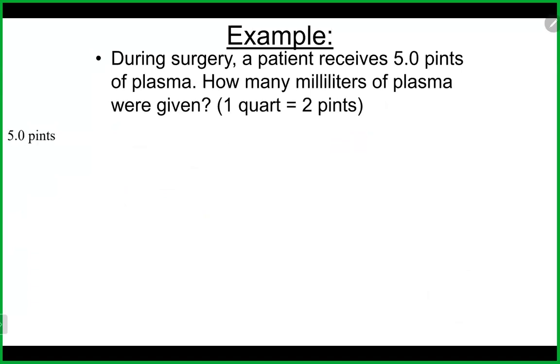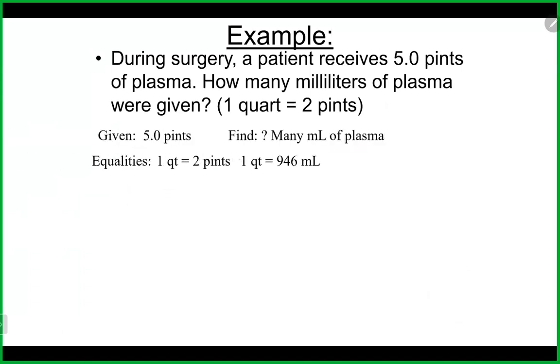All right, so why don't you give this one a go? I'll give you some equalities, maybe that will be helpful. During surgery, a patient receives 5 pints of plasma. How many milliliters of plasma were given? 1 quart is 2 pints, and 1 quart is 946 milliliters, which does pop up a lot. All right, so set it up, dimensional analysis, see what you come up with. In terms of your answer, proper sig figs, all that good chemistry-like stuff.